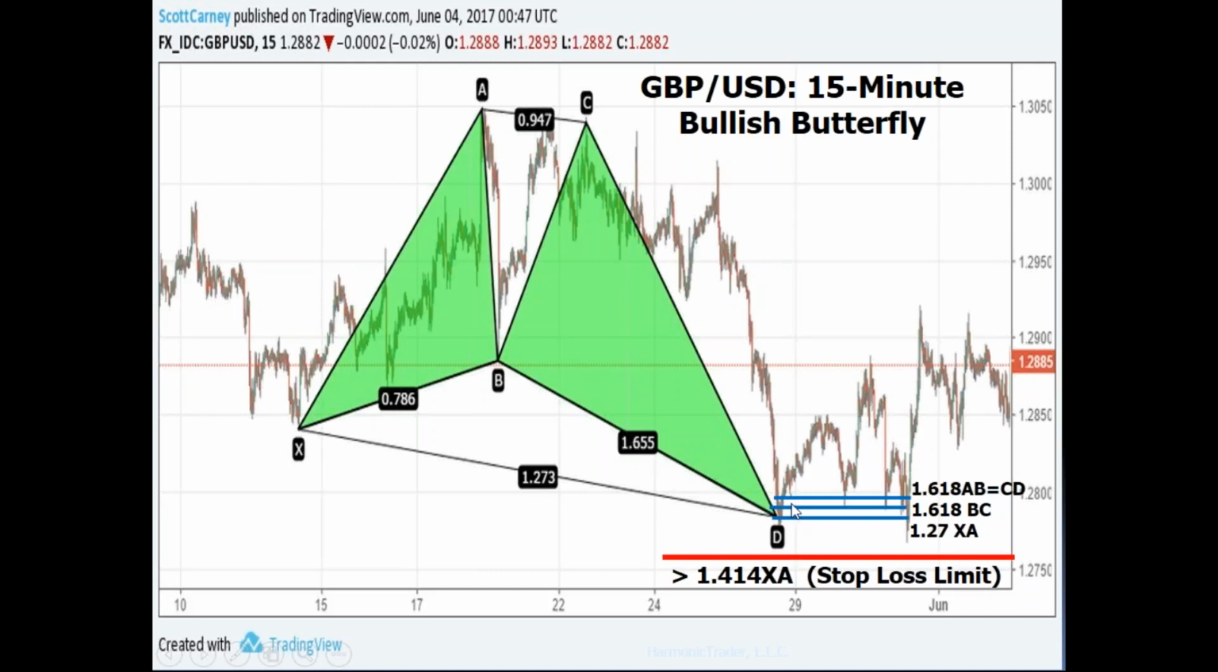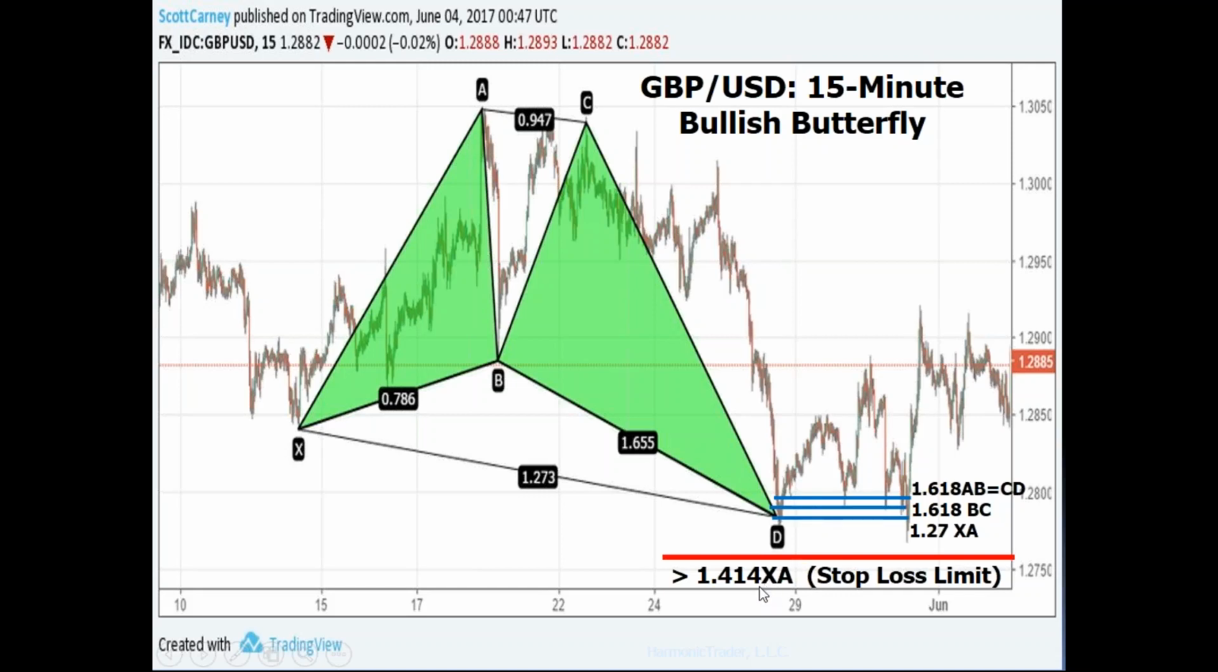So that 1.618 satisfies the structure, as well as the alternate ABCD pattern. This measure from A to B multiplied by 1.618 converges down here with the 1.618 BC extension and the 1.27 XA. Look how tight those three numbers come together, just under the 1.28 level and the 1.27 XA. That's the defining limit. And look at how the price action stabilized quite dramatically in this area.